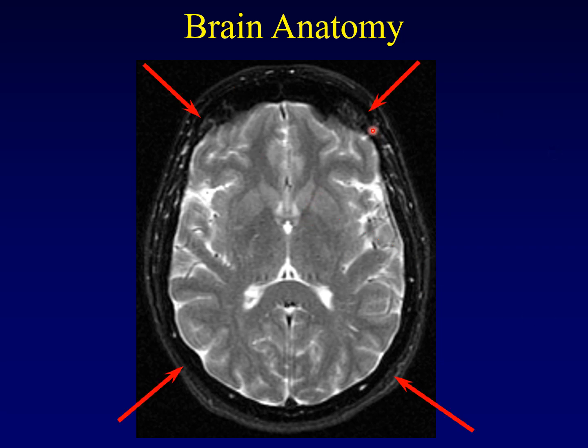What's out here? What's this black thing running all the way around the outside? That is the skull. Remember when I said that MRI was not so good at bones? Here it is, MRI being not so good at bones. You can't see anything, maybe a couple of veins running through the skull, but you can't make out any detail within the skull itself. The skull contributes almost no signal on any of these MR sequences, at least not the hard parts.